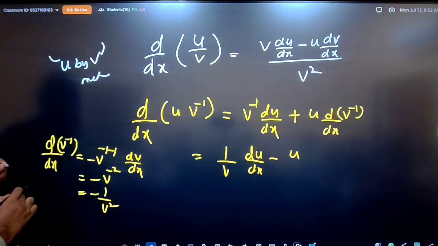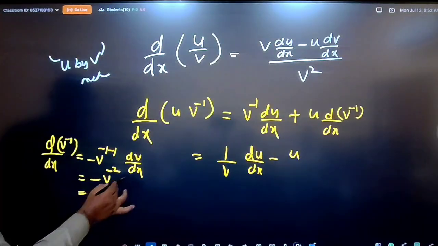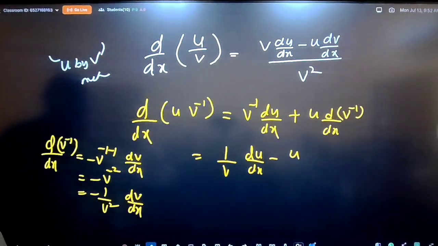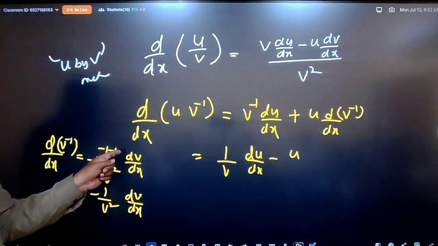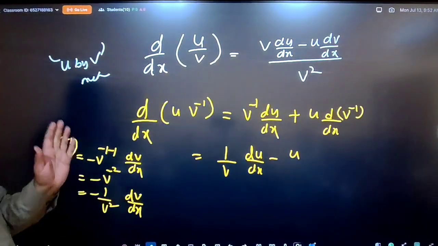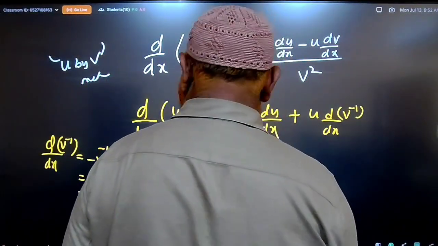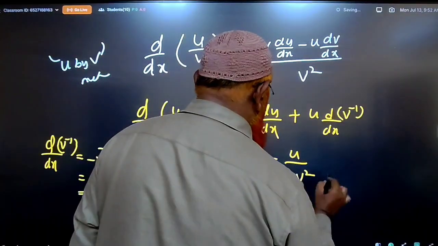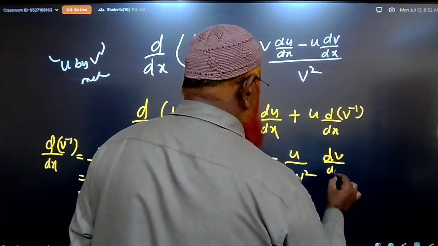Understood? So what is the formula now? d by dx of v power minus 1 is minus 1 by v square. Again you have to write dv by dx like this. You have to keep it like this. As v is different and x is different, it cannot get cancelled here now. So keep it like that only and write here. So we get u by v square, and what you are going to get now? dv by dx.